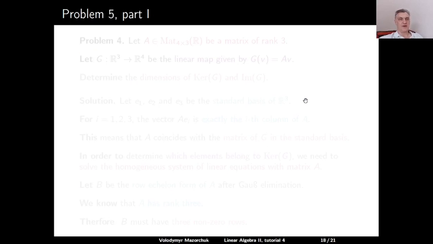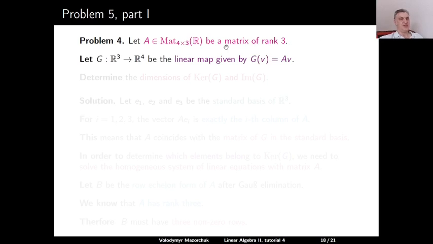And finally, problem 5. Let A be a 4 times 3 matrix with real coefficients and of rank 3. Let G be a linear map from R3 to R4, which is given by left multiplication with this matrix. So starting from a vector v in R3, we can get a vector in R4 by multiplying v on the left with A. Determine the dimensions of both the kernel of G and the image of G.